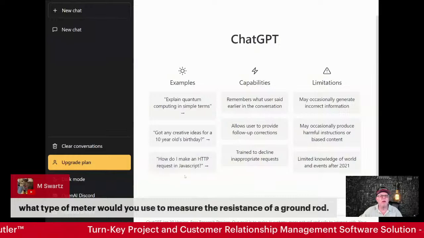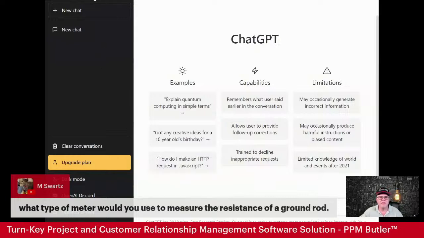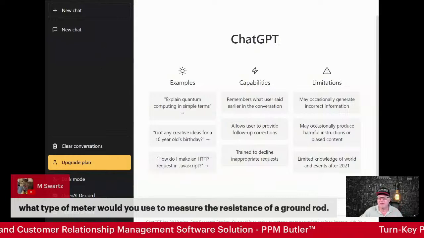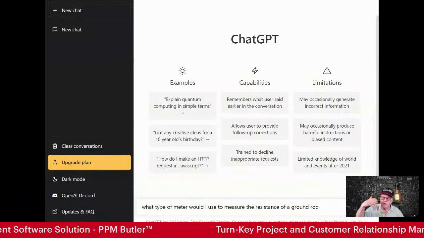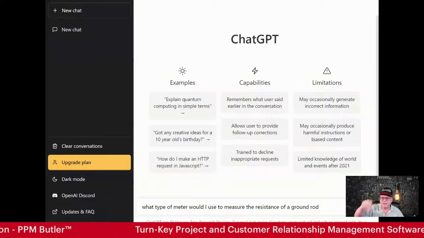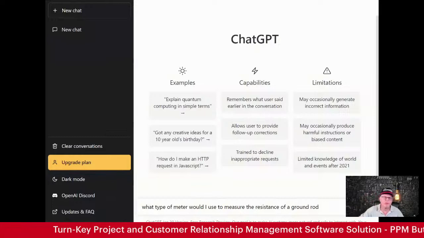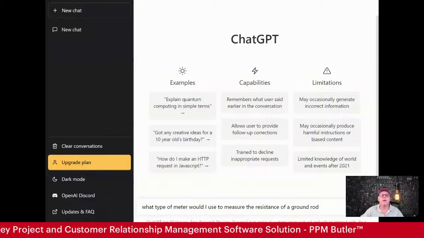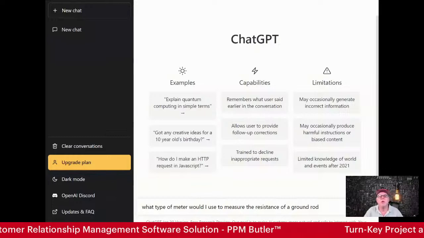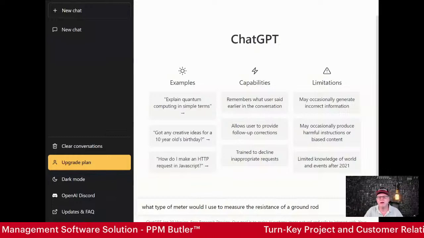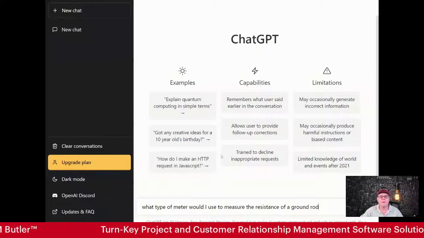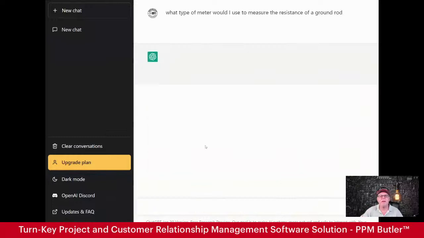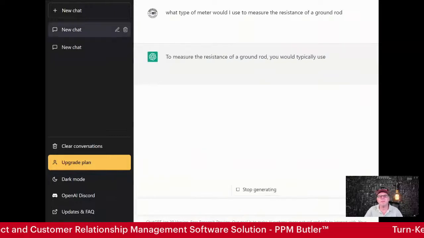Okay, so can you all see that? We kind of type that in. You can't see it because it's hidden behind Schwartzy's thing. That's all right. A good question might come to you. Oh, we'll get to yours. I see it there. I just happen to see Michael's first. So, all right. So Michael, it says, what type of meter would I use to measure the resistance of a ground rod? Pretty much similar to what you typed. Okay. So let's go and see what it comes back as. So I'm going to click it, and here's what it goes.